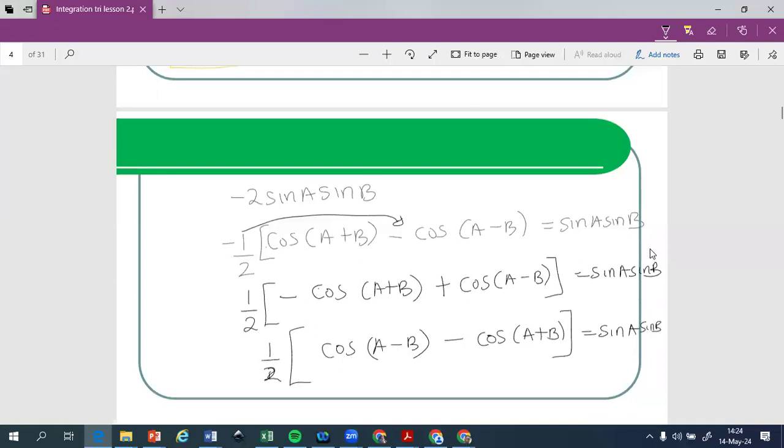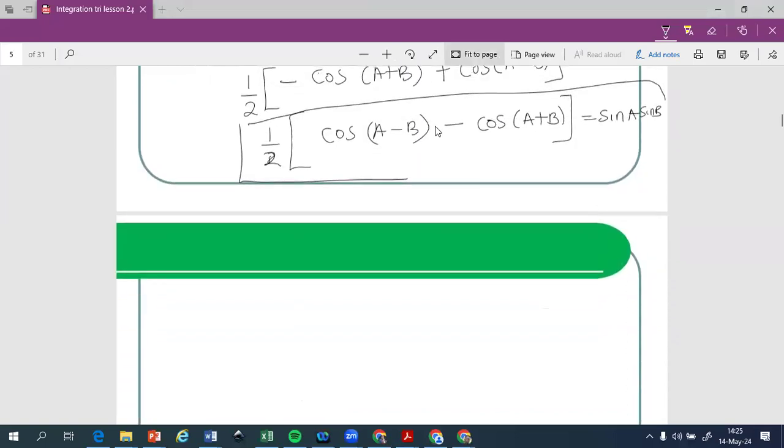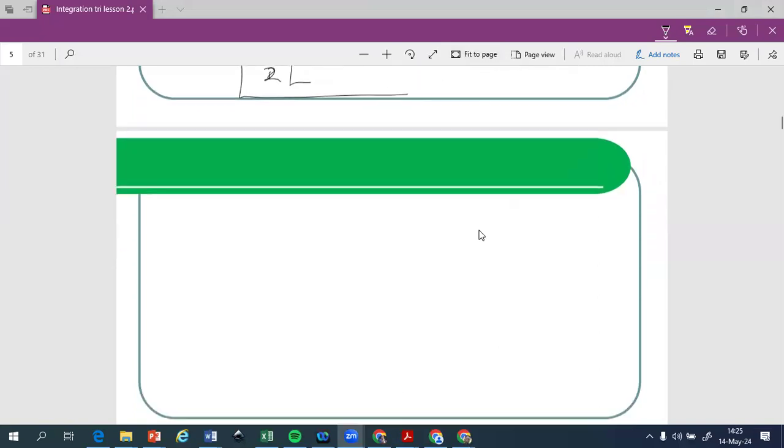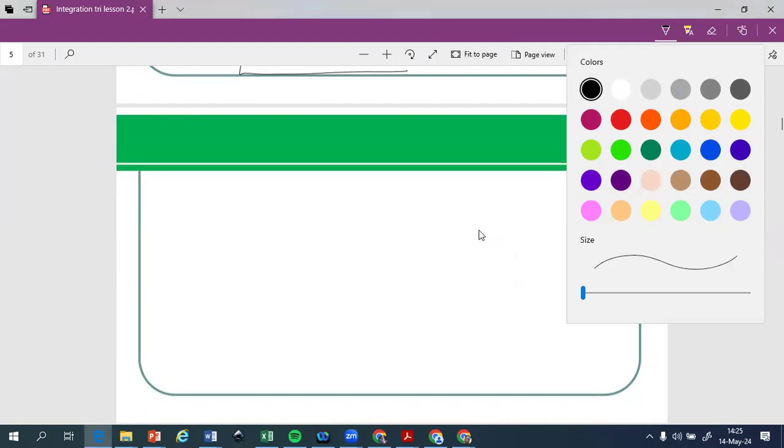But don't feel bad to leave it the way Jemima has left it. It is also okay, as long as you don't forget that negative. So this is our second identity. I want you to keep note of that. Then now we are going to the third identity. Now the third one, we are going to use the sines.